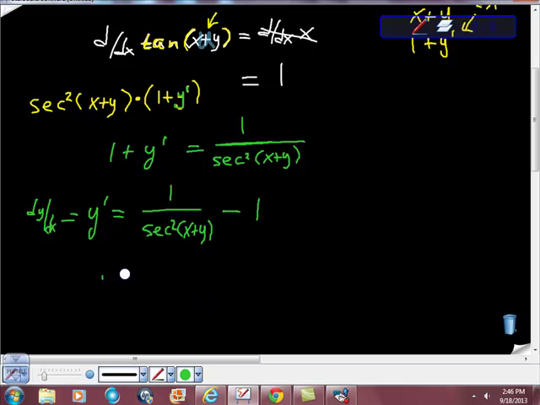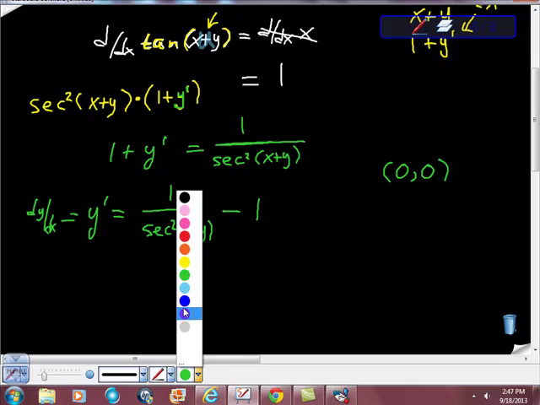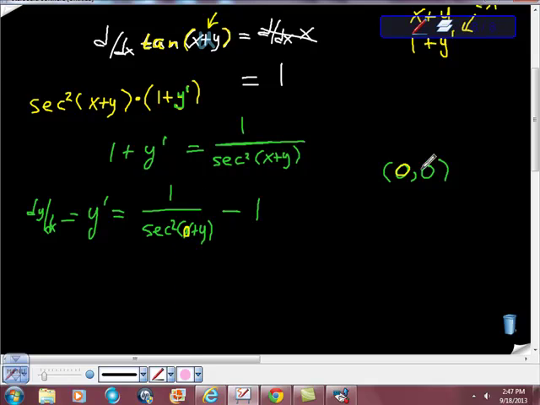But if they're asking you to evaluate at a point, I can do that from here. Remember that they gave us the point (0, 0), right? So I'm going to evaluate at (0, 0). x is 0, y is 0, and 0 plus 0 is 0. Now, keep in mind, if you can't see this secant squared of 0, don't worry about it.